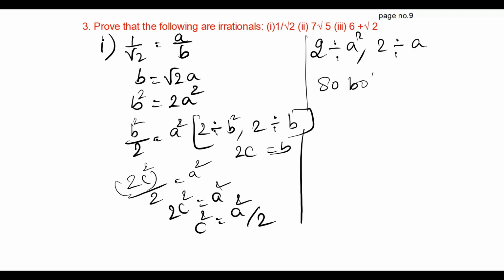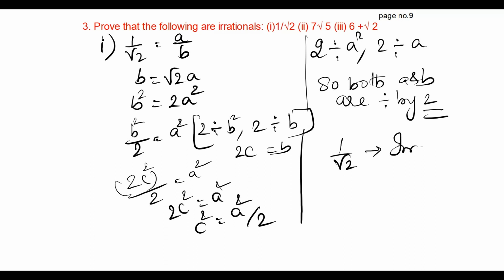From these two conditions, we have arrived that a and b are divisible by 2. This means that a and b have a common factor 2 other than 1. This is contradictory to the earlier first step assumption. This condition is wrong since we have made a wrong assumption that 1 by root 2 is rational. So 1 by root 2 is obviously an irrational number.